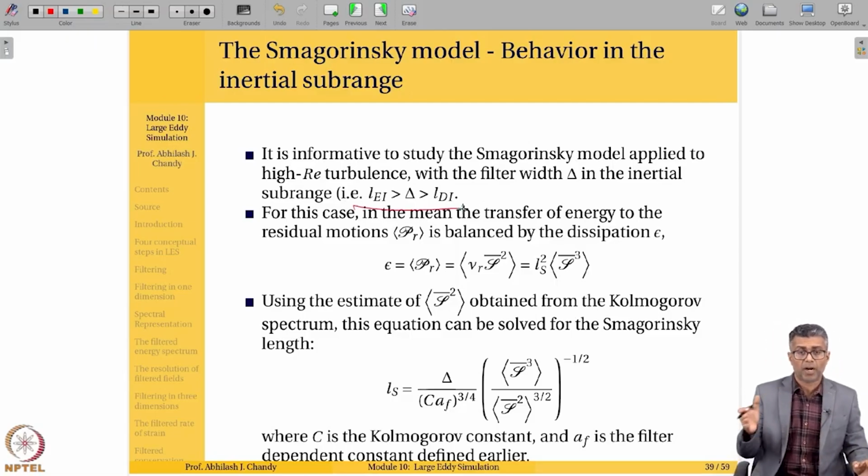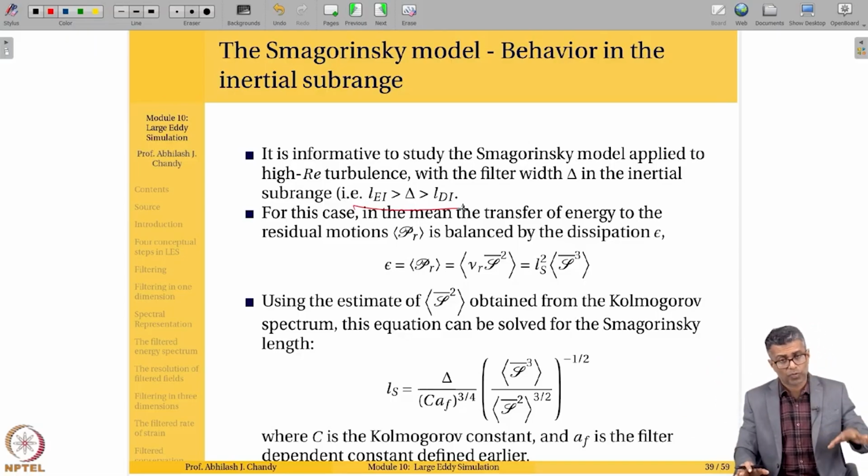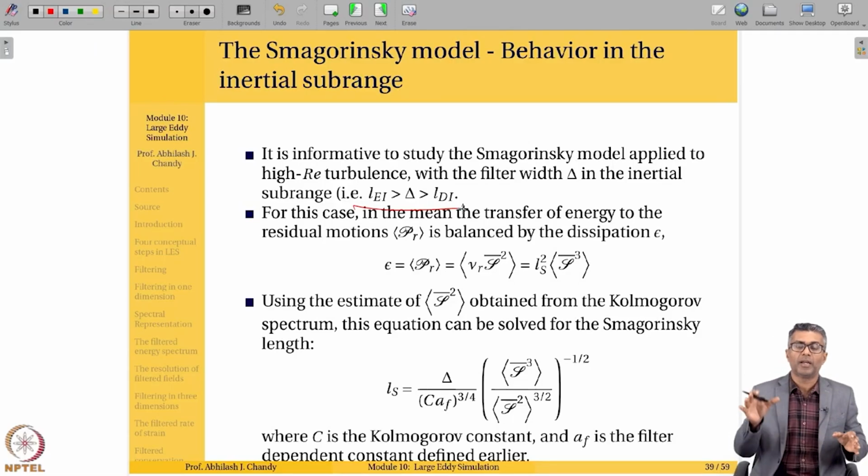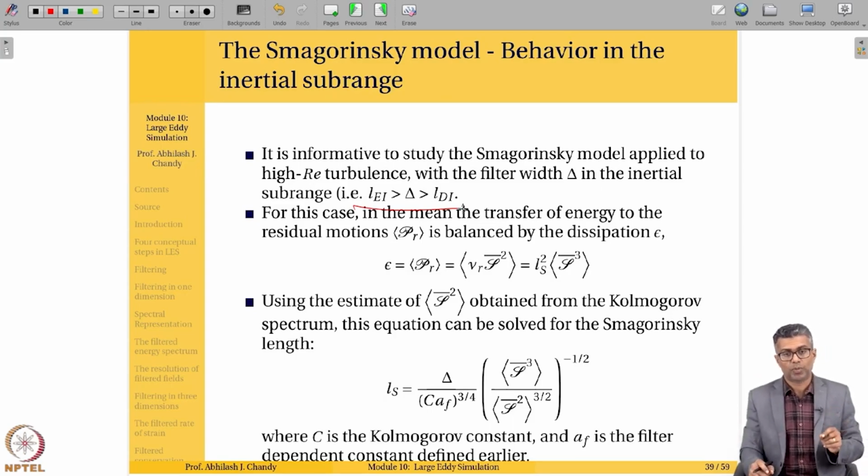LEI is the energy demarcation length scale, demarcating the energy containing range and the universal equilibrium range, and LDI is the dissipation range demarcation length scale, demarcating the inertial subrange and the dissipation range. Okay, so your delta is between that.